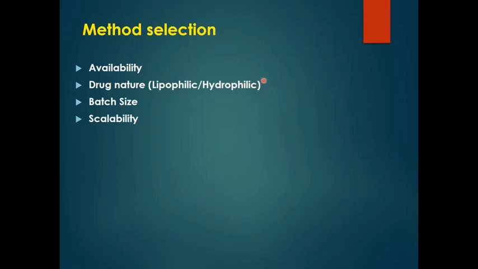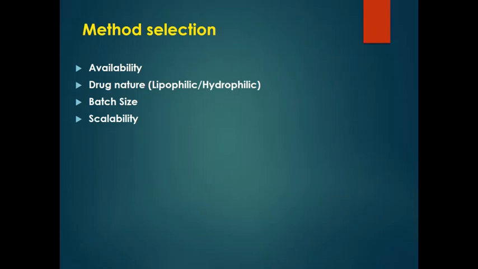If it is hydrophilic, you have to go for emulsification, where the double emulsion method can be used. Then the batch size: what batch size you want to prepare, and the scalability of that particular method. Homogenization methods are organic solvent free and large batches can be prepared, so scalability is there. Whereas with solvent emulsification, preparing large batches is very difficult, because you need large quantities of organic solvents which are difficult to evaporate. So based on all these conditions, you have to select the method.